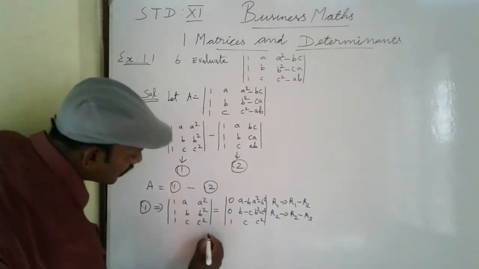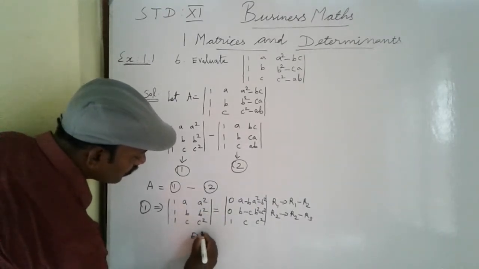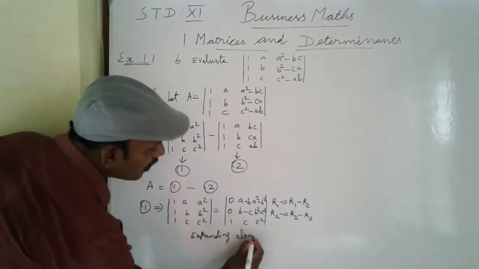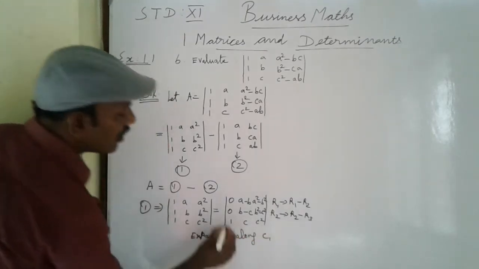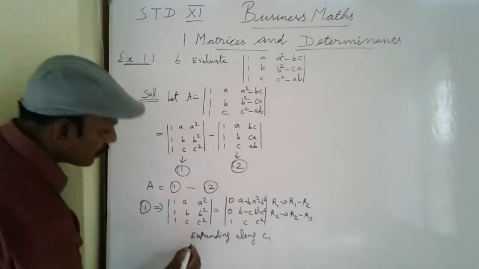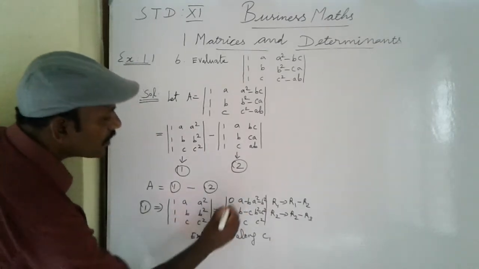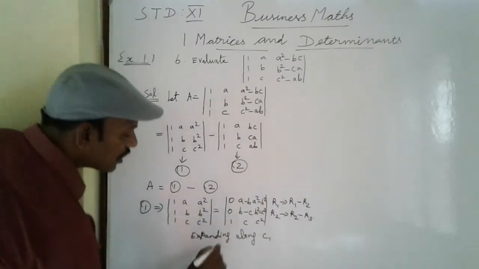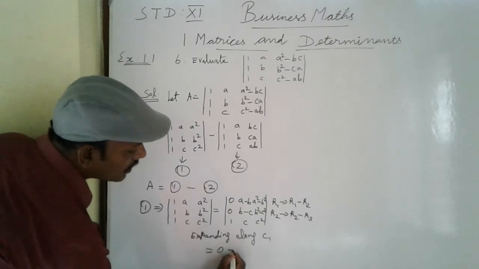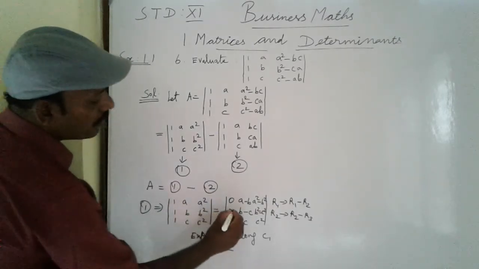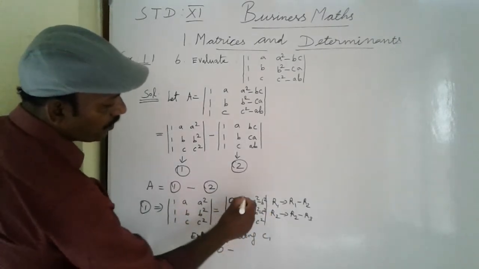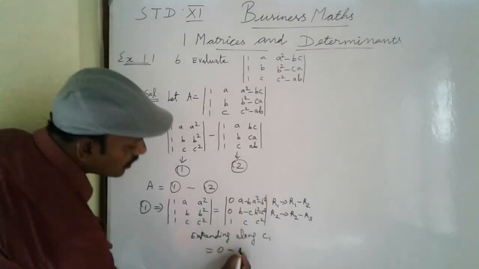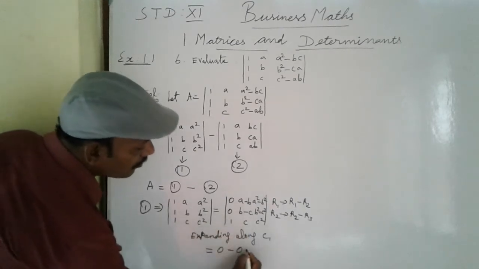Next expanding along C1. C1 means this column. So we should take the first term is 0. 0 into determinant of this value is what? 0. Minus, this is the symbol, second. The straight row and column eliminate. So we should write the same 0 into this terms is what? 0.